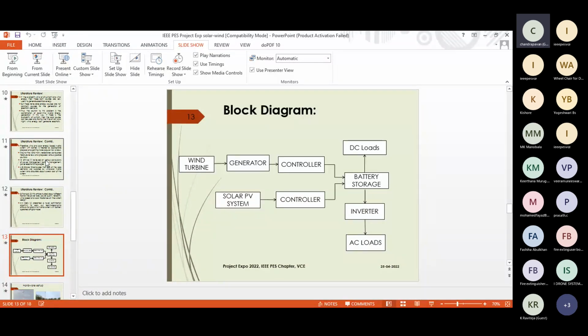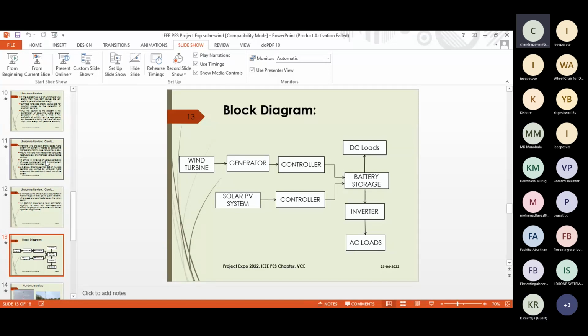Thank you, sir. As my friend said about the overall review of this project, now I am going to explain the block diagram and the working of the hybrid system. In this block diagram, we can see a vertical axis wind turbine and a permanent magnet alternator as the generator, whose output will be 50 volts, given to a controller. This controller removes the ripples, and the constant output is stored in the battery. The wind turbine is rated at 400 watts.